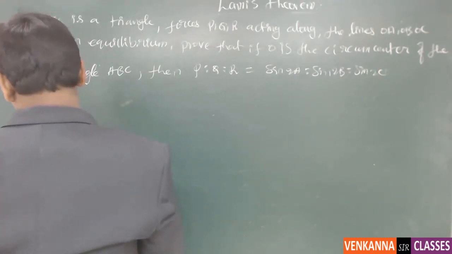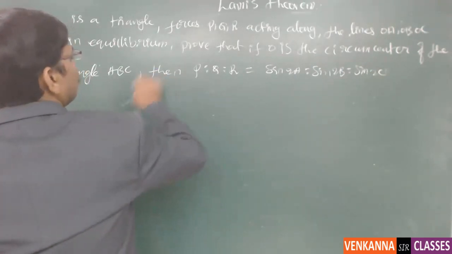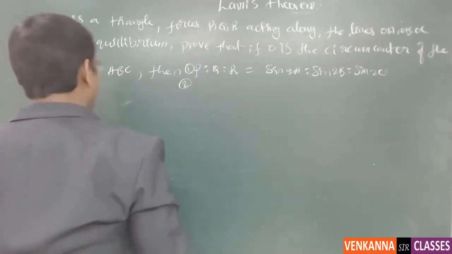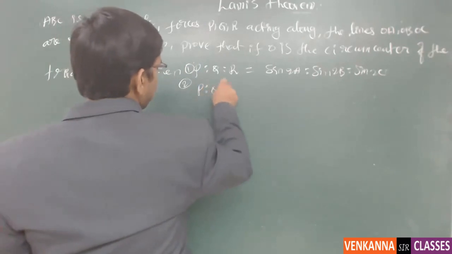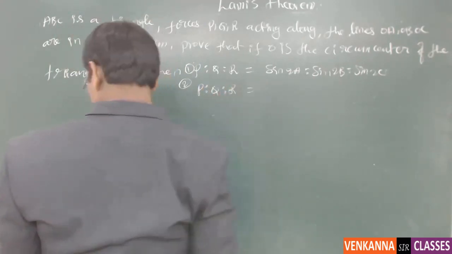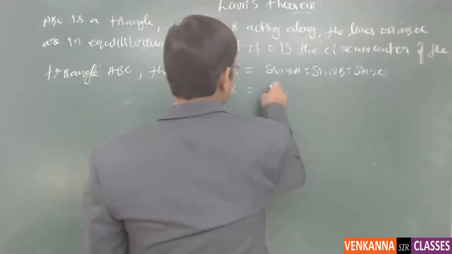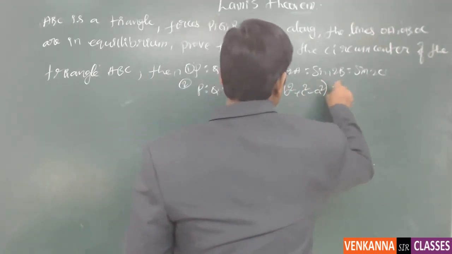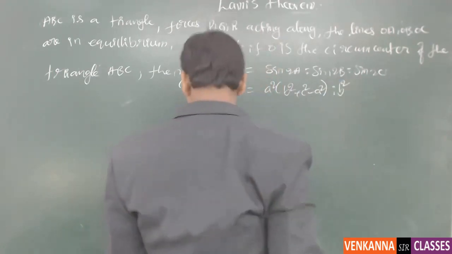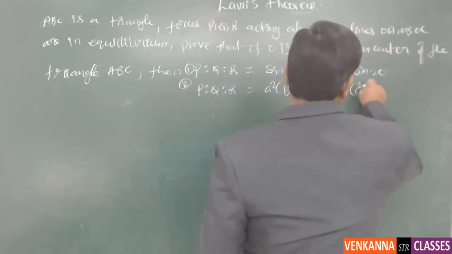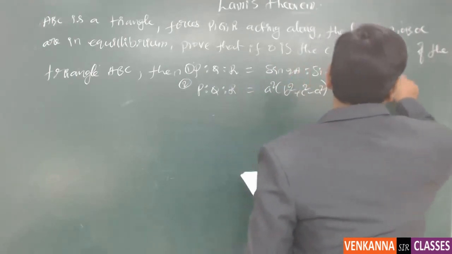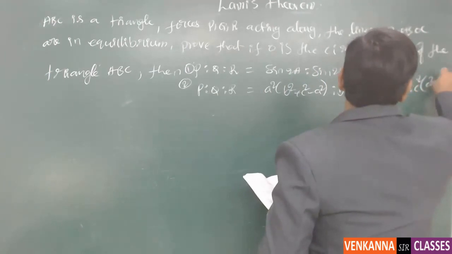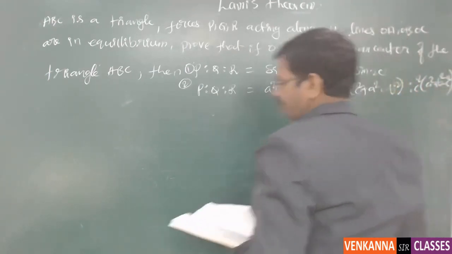And there is part 2 also. The part 2 is P is to Q is to R is equal to A square into B square plus C square minus A square is to B square into C square plus A square minus B square is to C square into A square plus B square minus C square. Can you prove these two?